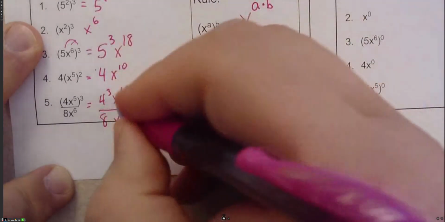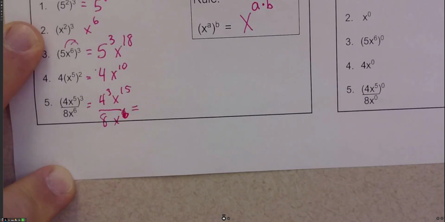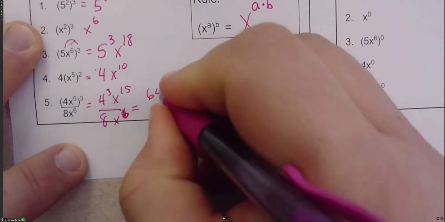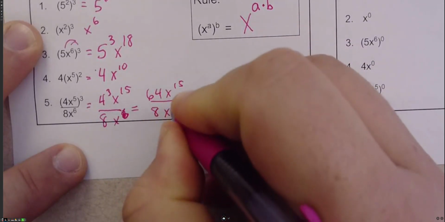Oh, that's a 6, isn't it? So 4 to the third. Anyone know what 4 to the third is? Yeah, Brody? It's not 12. We're not multiplying. It's not 48. 64. So really we have 64 x to the 15th over 8 x to the 6th.